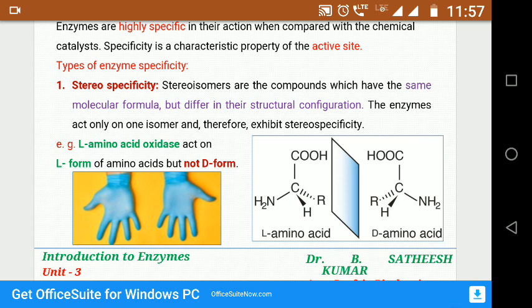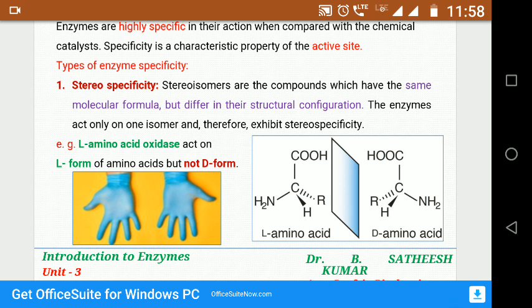Like the left hand glove, if we try to put our right hand in the left hand glove, it is not possible because the spatial arrangement of fingers is different. Okay, so this is the example for the stereospecificity of enzyme. In the stereospecificity of the enzyme, the enzyme is specific for the substrate as well as its stereoisomer, the stereo form of the substrate also.